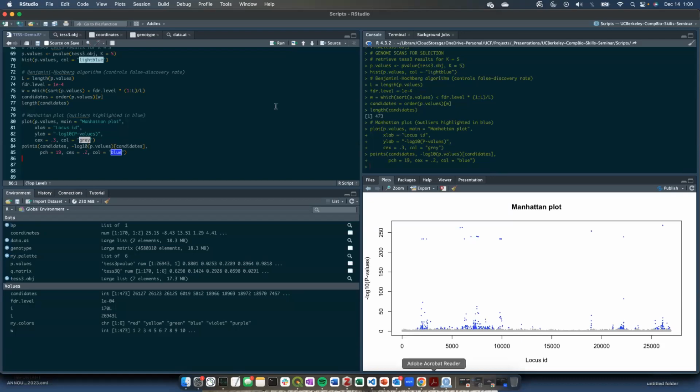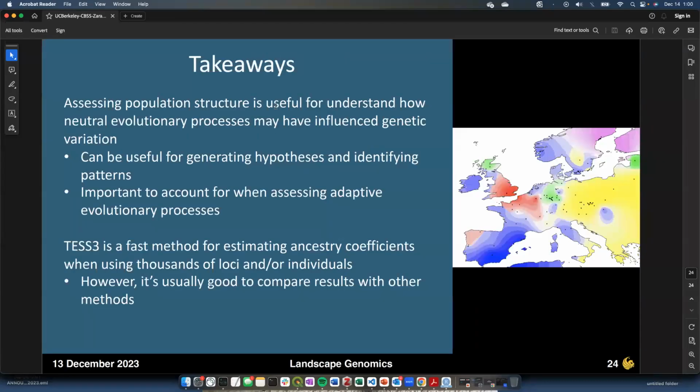I think I have the last slide where I mentioned this. Yeah, so I do want to mention that when you do these types of outlier associations, again, this might not be a process of adaptation. This could be a process of something like population structure as well. I think that's one of the important takeaways here. That being said, it's still useful when generating hypotheses, which you can then test based on other data, like environmental data that you can generate.